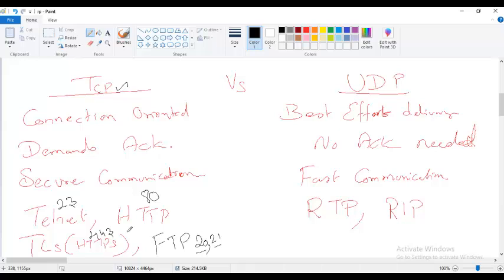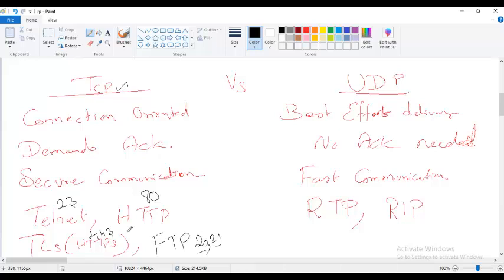So these numbers are also assigned by this transport layer. Transport layer assigns source and destination port number.